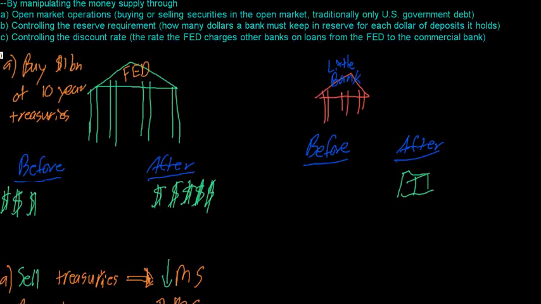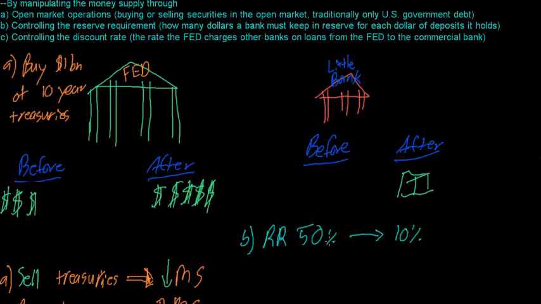Okay, so now we're going to talk about controlling the reserve requirement. The reserve requirement is how many dollars a bank must keep in reserves for each dollar of deposits it holds. So if the Fed says you have to have half, let's say that the reserve requirement, and RR I'm going to abbreviate for reserve requirement, is 50%. And then the Fed lowers the reserve requirement from 50% to 10%.